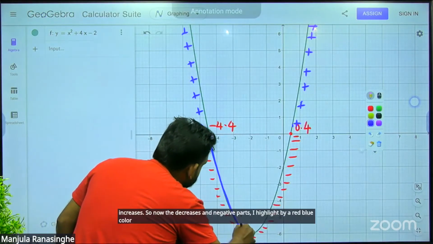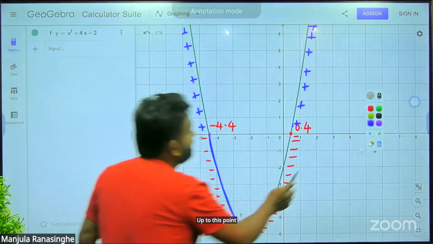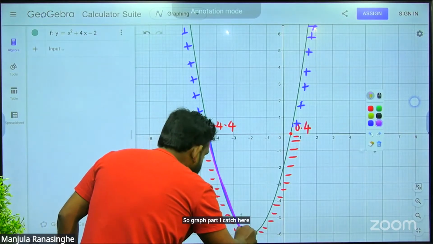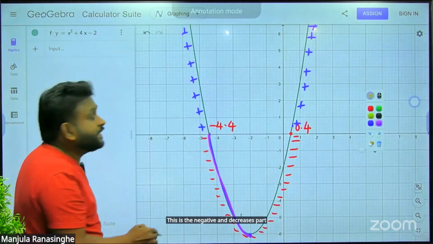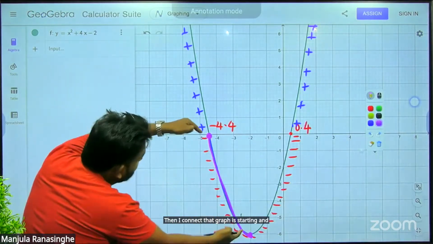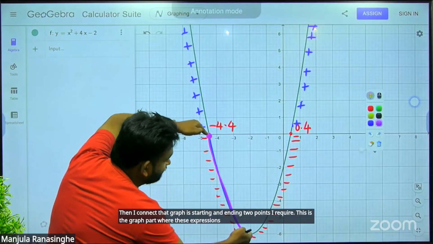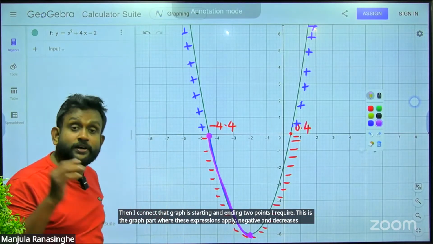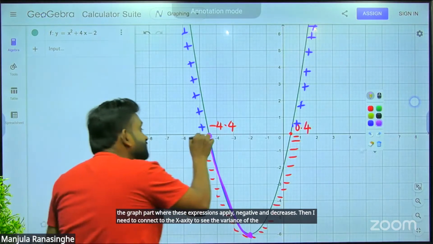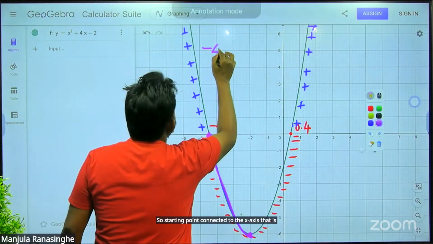This is negative and decreasing up to this point. So I catch this graph part here. This is the negative and decreasing part of the graph. Then I connect the starting and ending points of this part. This is the graph part where these conditions apply. Then I connect to the x-axis to see the range of x. The starting point connected to the x-axis is negative 4.4, right?